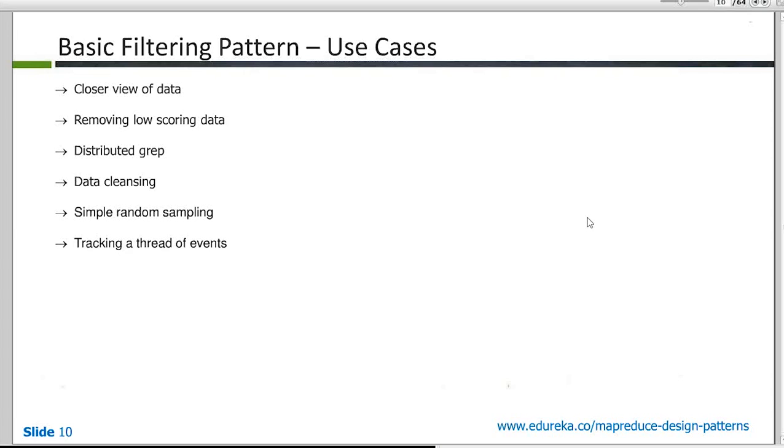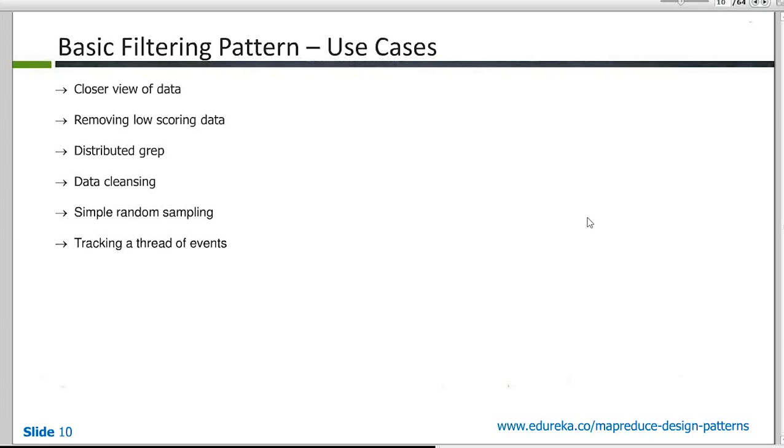So yeah, again, some of the use cases we have discussed earlier. If you want to have a closer view of the data that you have, you filter out the subset that you want to have a look at. Removing low scoring data, this is another use case, and we'll see an example of this later in this class. Doing a distributed grep, so grep actually is a filtering command itself, but if you want to really do a distributed grep implementation, then you can do this on MapReduce.